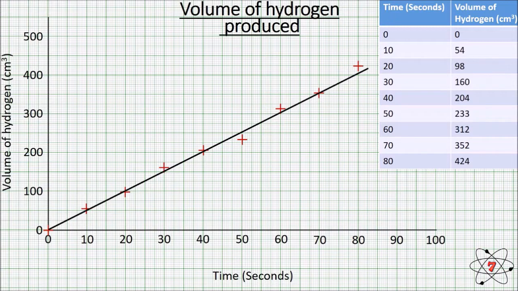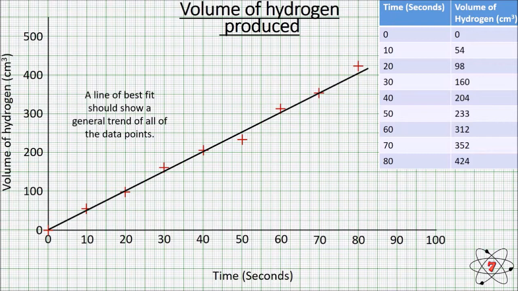Now you'll notice that I have put this line through the origin, through the 0, 0. This is because we would expect that result. If magnesium was reacting with acid, at 0 seconds before the reaction has started, a result of 0 centimeters cubed of hydrogen produced is a definite result. In this case, it's acceptable to put it through the first point, but that's not always going to be the case, so just be careful.